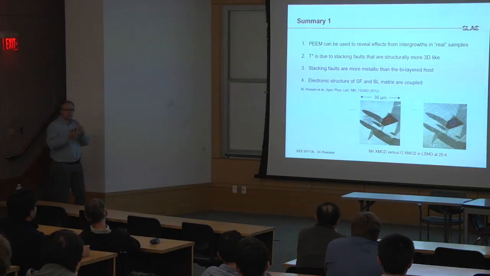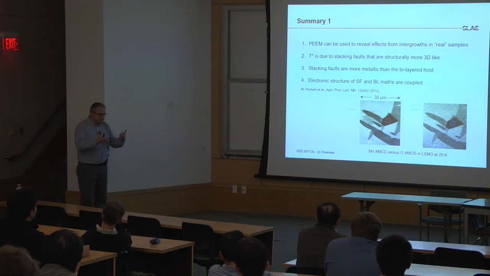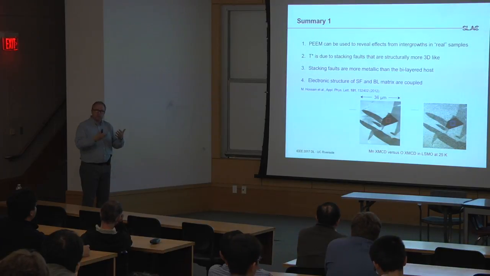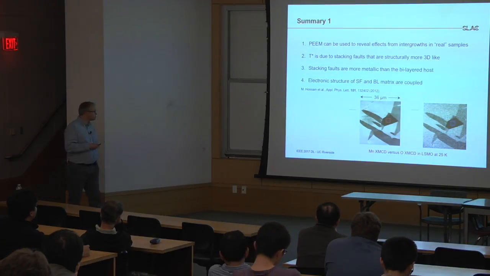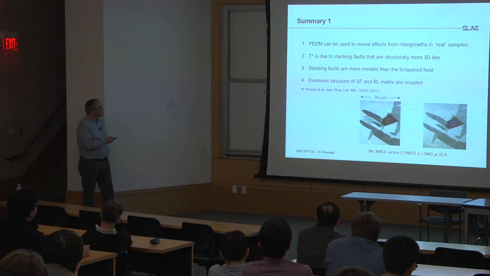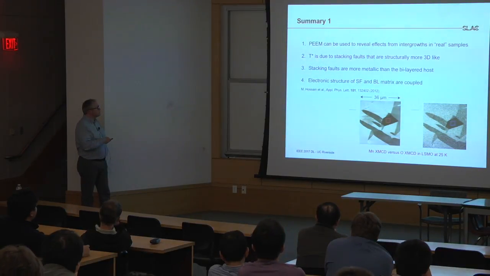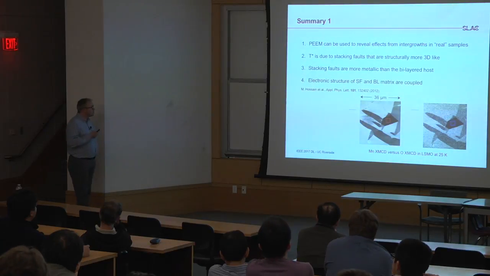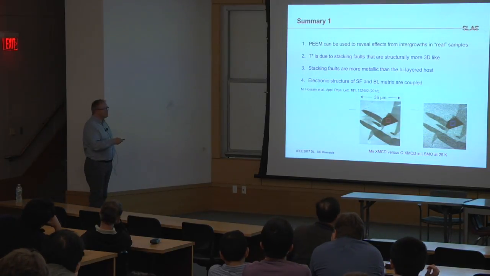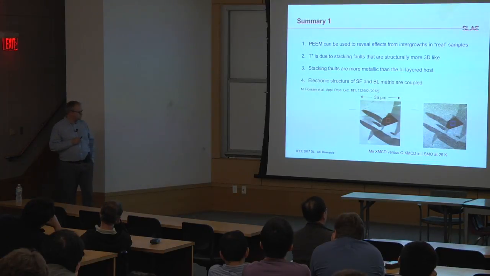And you learn something about the microscopic origin of the macroscopic measurements of your sample. And so what we actually learned is that the second transition is due to stacking faults that are structurally really more 3D-like, and that these stacking faults actually behave more metallic than the host itself.